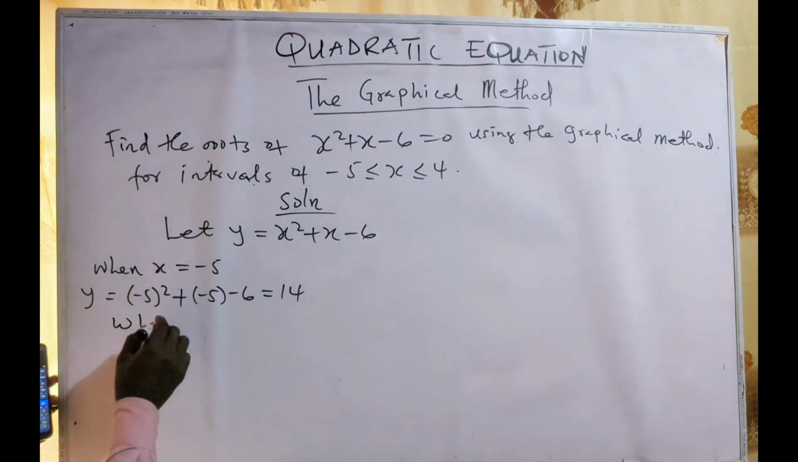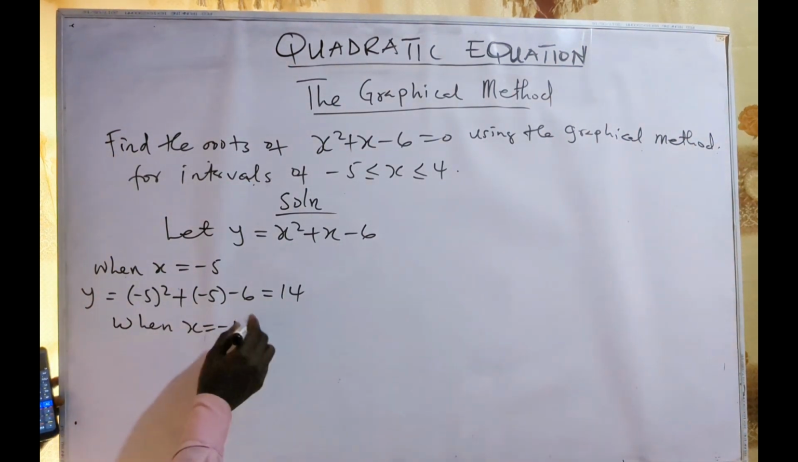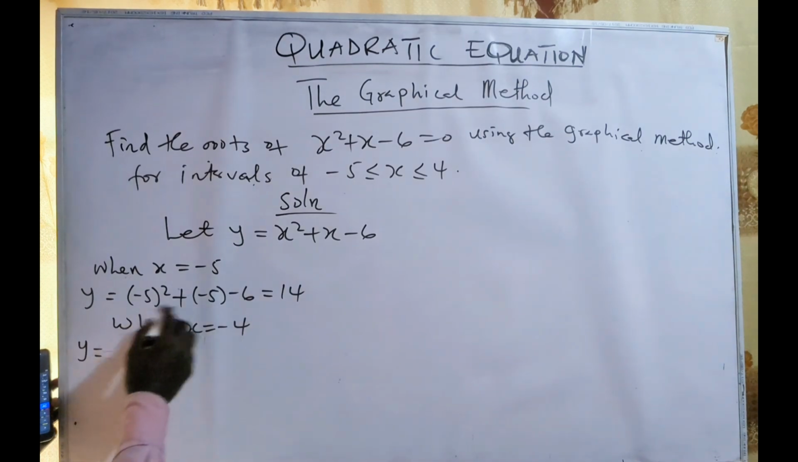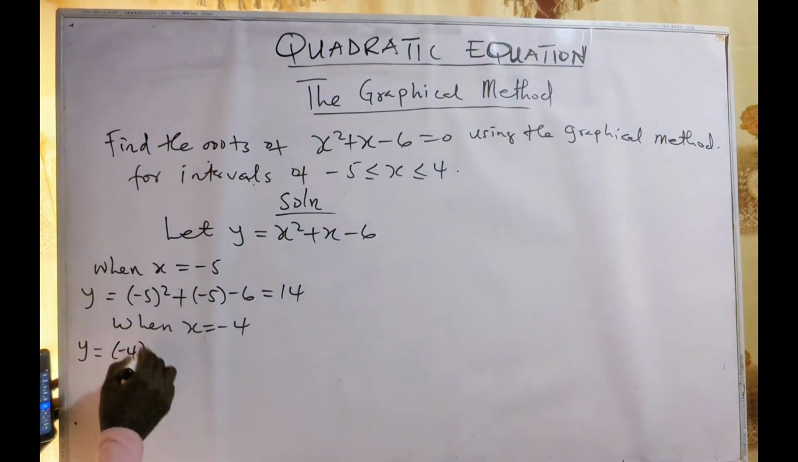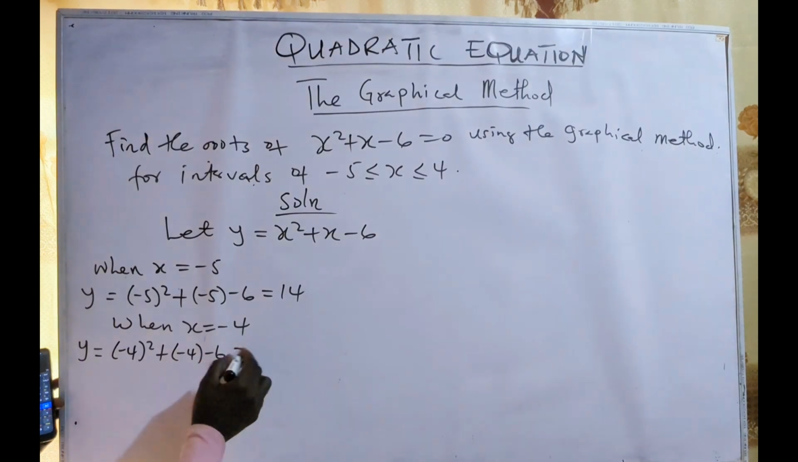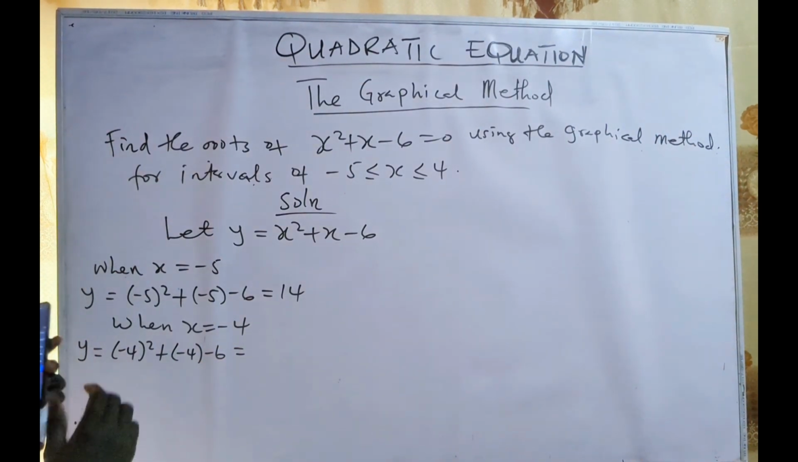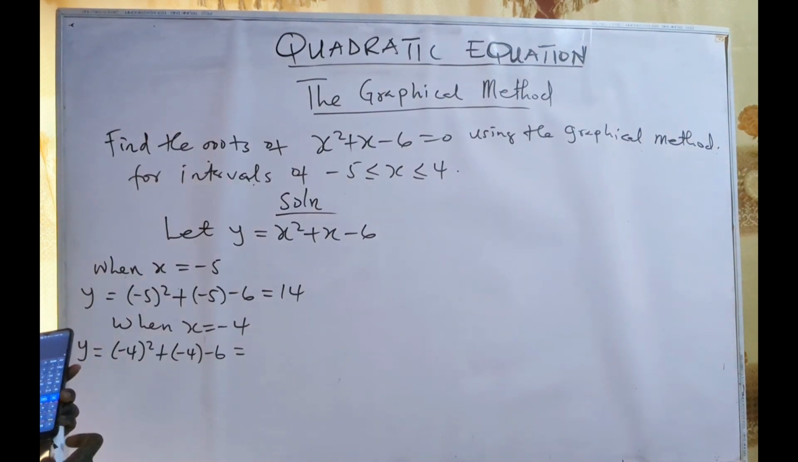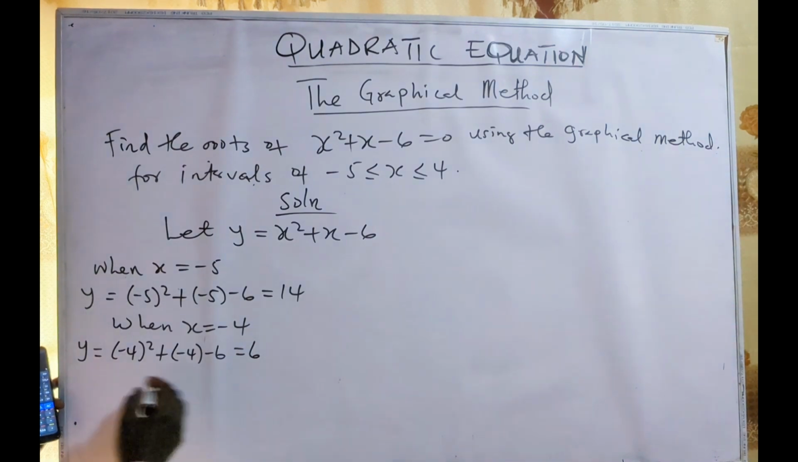Then we continue. When x is -4, our y will be equal to what? -4 squared plus -4 minus 6. And let's see what we get for the value of y. So -4 squared plus -4 minus 6, and y will give us 6.